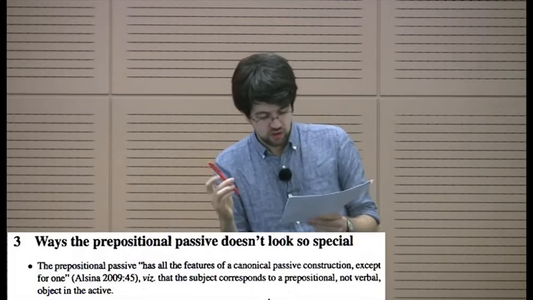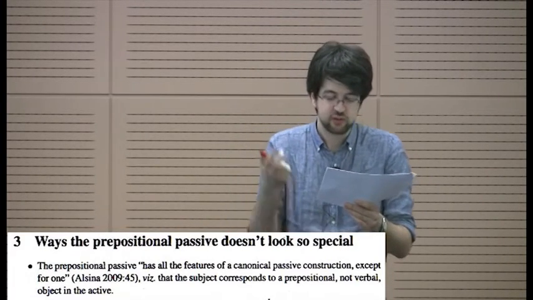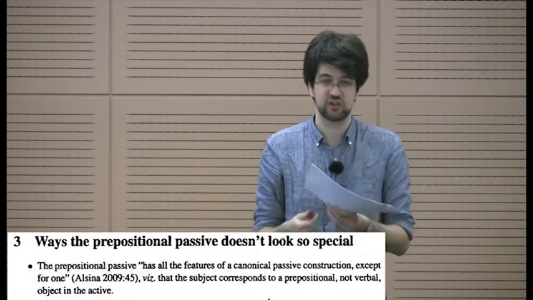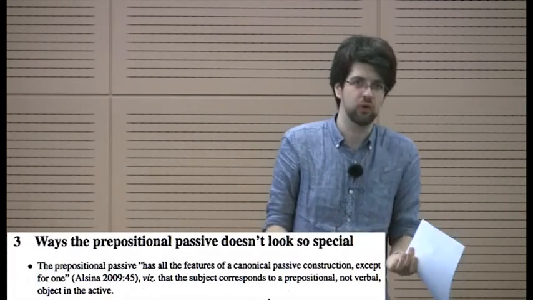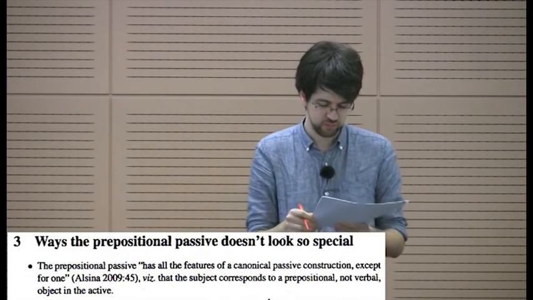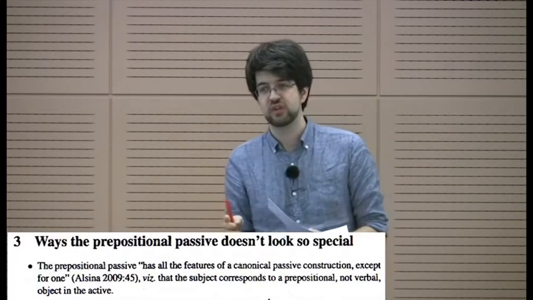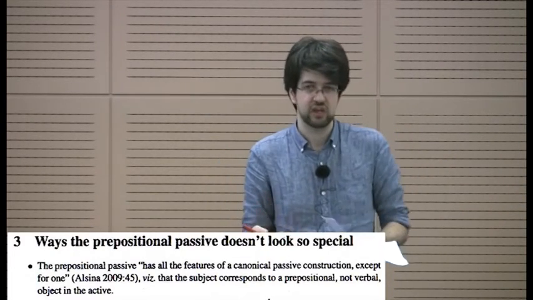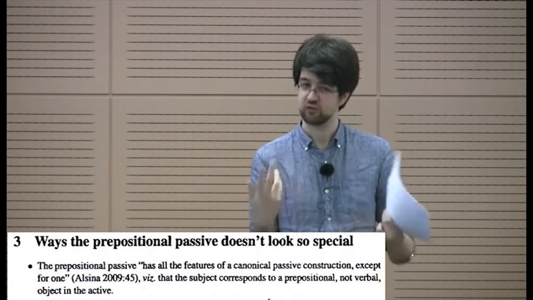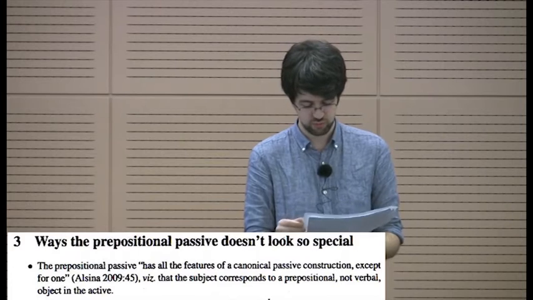So it's my contention that I agree with Alcina, that the prepositional passive has all the features of a canonical passive construction except for one, namely the definitional one, that it involves alternation with the object of a preposition rather than the object of a verb. And so in this section, I want to go over a few of the properties of the regular passive that it shares, and try to convince you that these are really doing the same thing in some way, shape, or form.